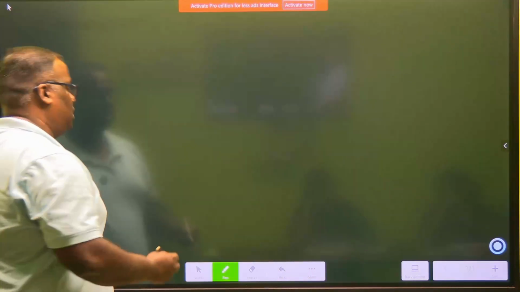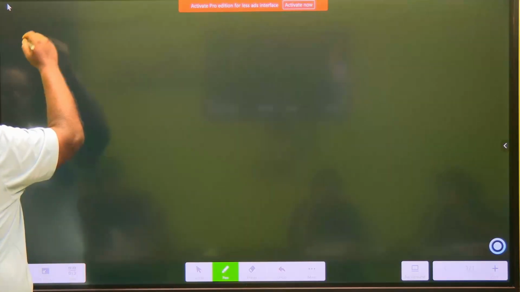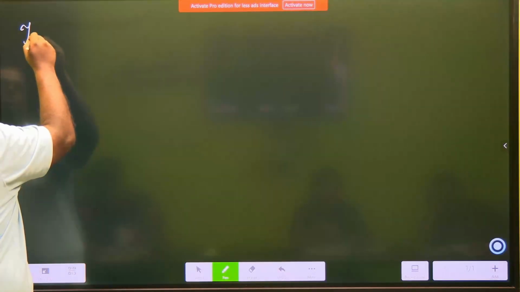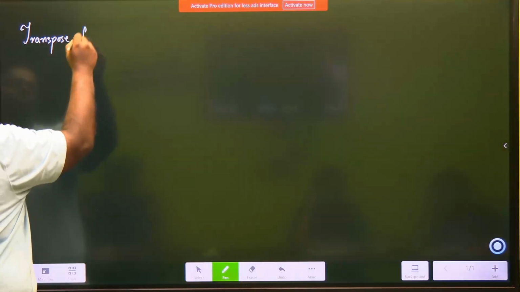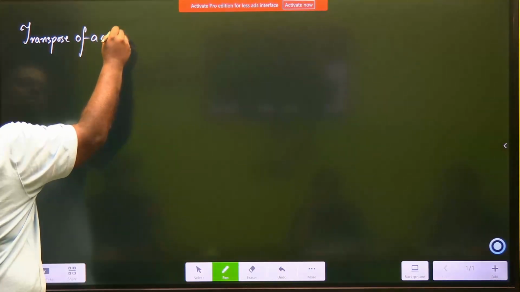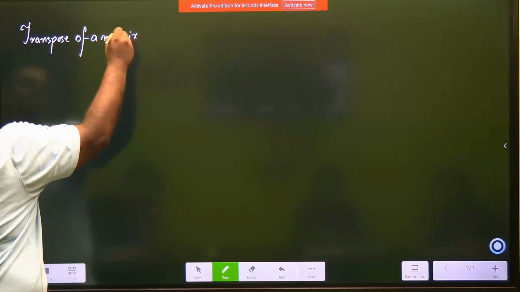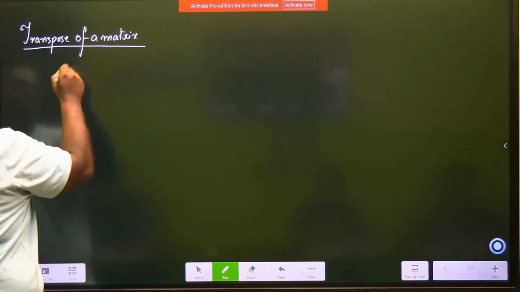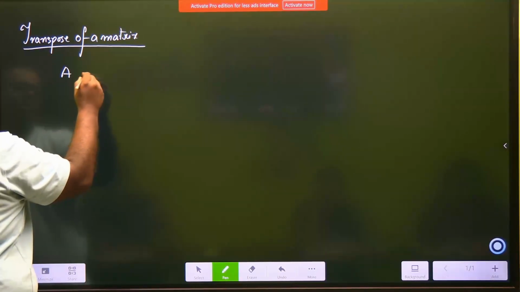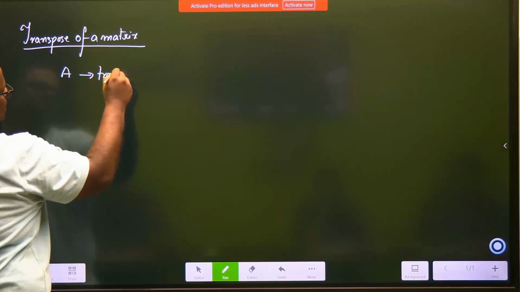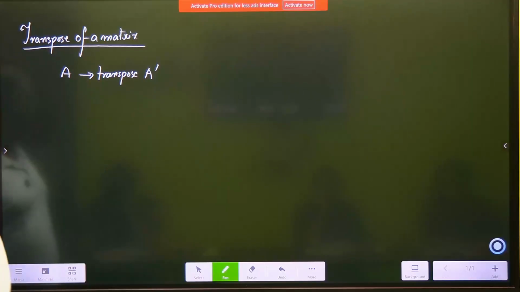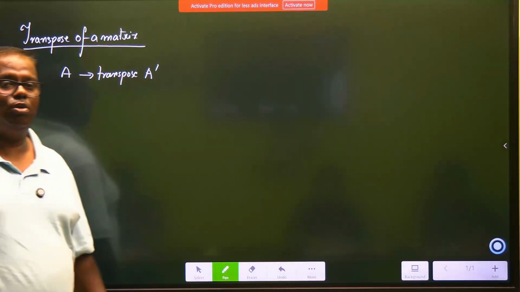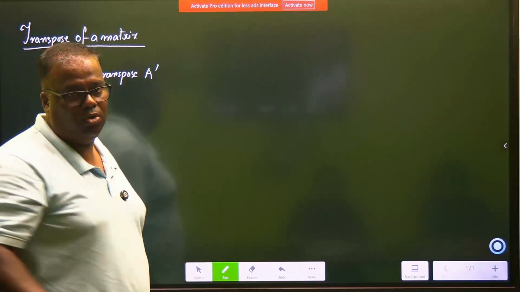We were at transpose of a matrix. If you have A as a matrix, then the transpose of this matrix is called A complement. This we had studied. And A complement is formed by interchanging the rows and columns of this, right?